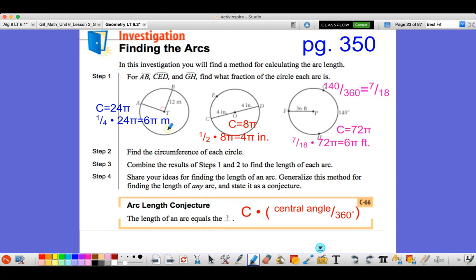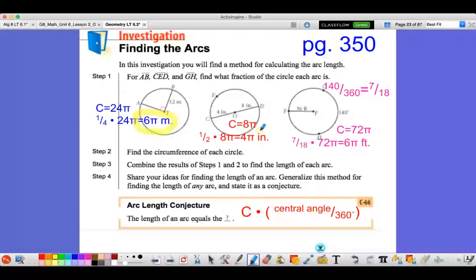So here we go. Our first circle, the circumference was 24 pi because the radius was 12, so all the way across was 24. And because this is 90 degrees, that means it's 1/4 of the circle. So I'm just doing 1/4 of 24 pi, which gives me 6 pi meters. So that's my answer for the first one.